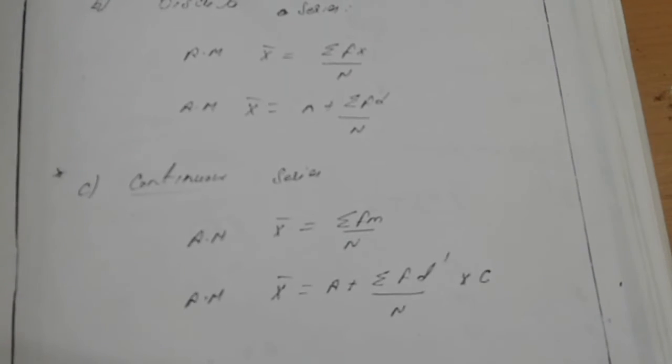Then the continuous series. A continuous series is like 0 to 10, 10 to 20, 20 to 30. Arithmetic mean, x bar is equal to sigma fm divided by n. M means mid value, f means frequency, n means number of items. This is the shortcut: A plus sigma fd dash divided by n, into c. C means class difference, A means assumed mean, f means frequency, d dash we have to calculate, and n is number of items. Let's start the problem with the series.